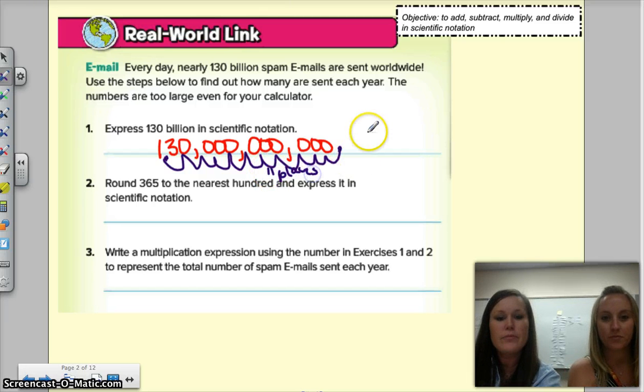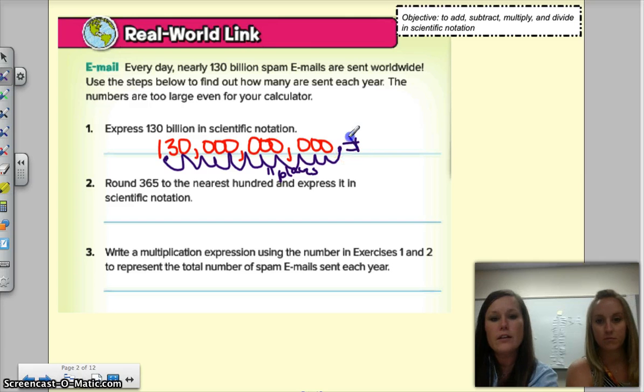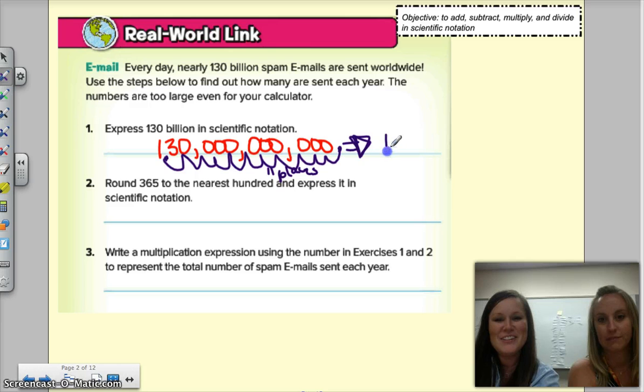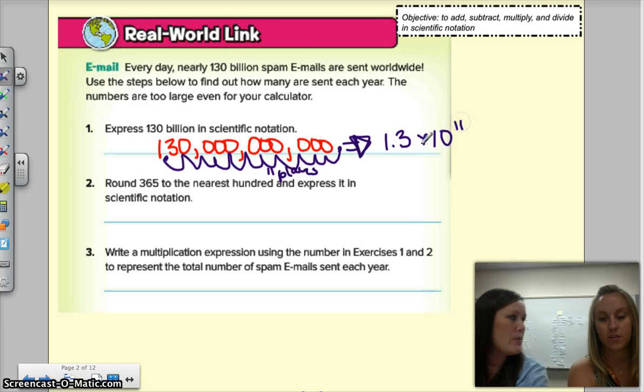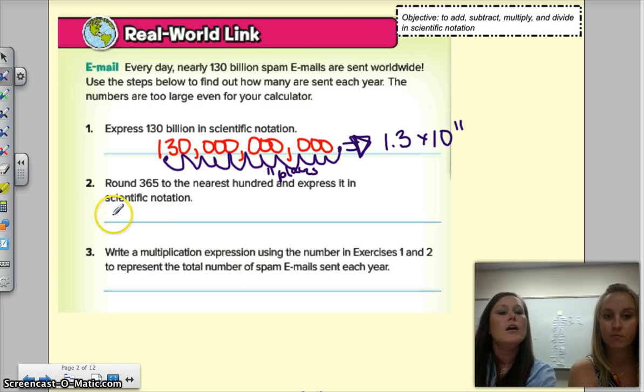So my final answer then is, write that first decimal that you have, the 1.3, times 10 to the 11th power. You got it.